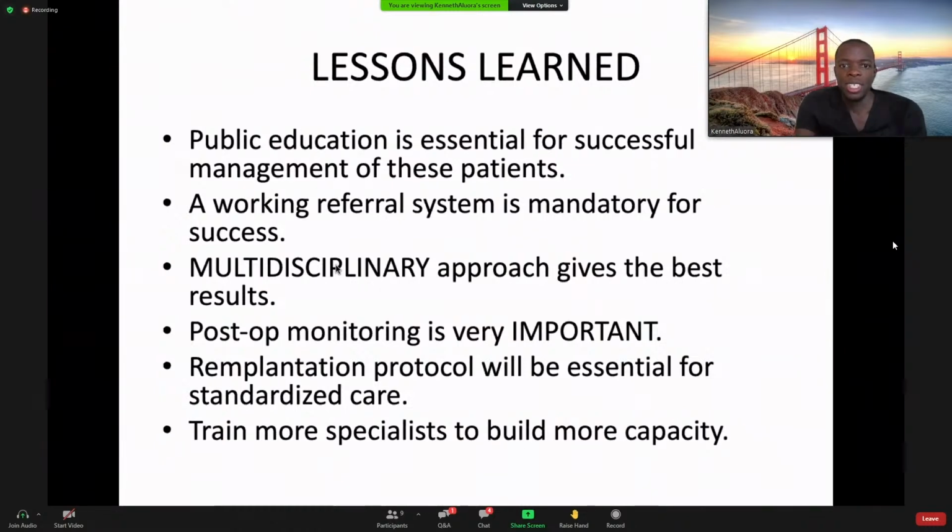Lessons learned: public education is essential for successful management of these patients, and this can be seen in how well the amputated part was stored. A working referral system is mandatory because these services are not yet there, and a multidisciplinary approach gives the best results. Post-op monitoring is very important, as we were able to see the congestion. Then an implantation protocol will be essential for standardized care. And since we are still working on the referral system, we need to also train more specialists.